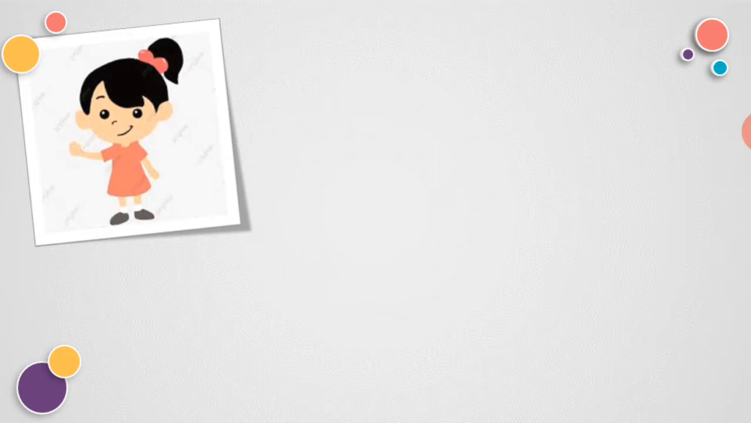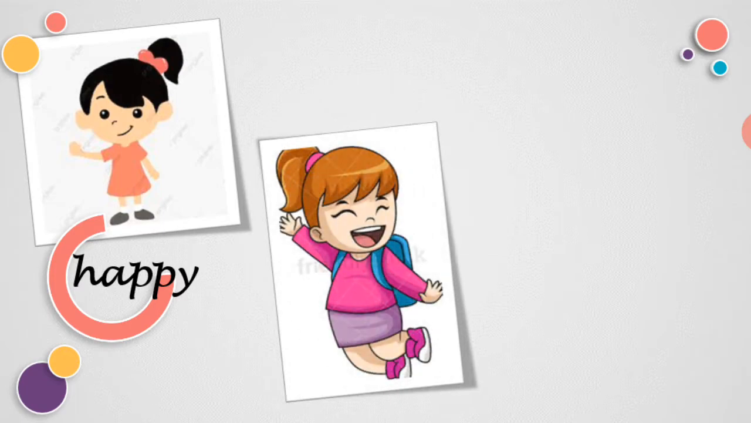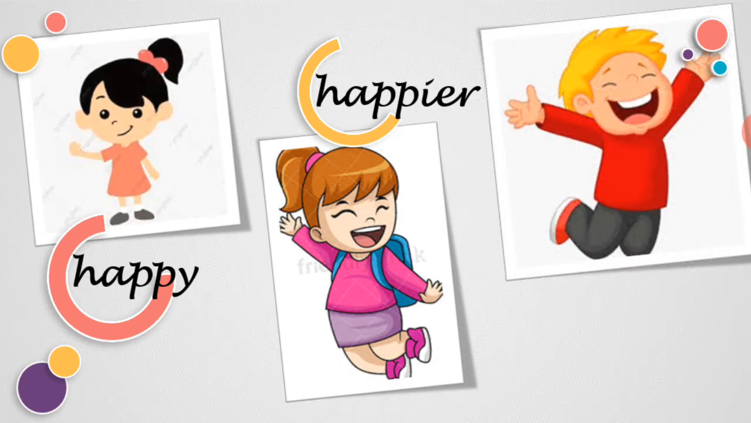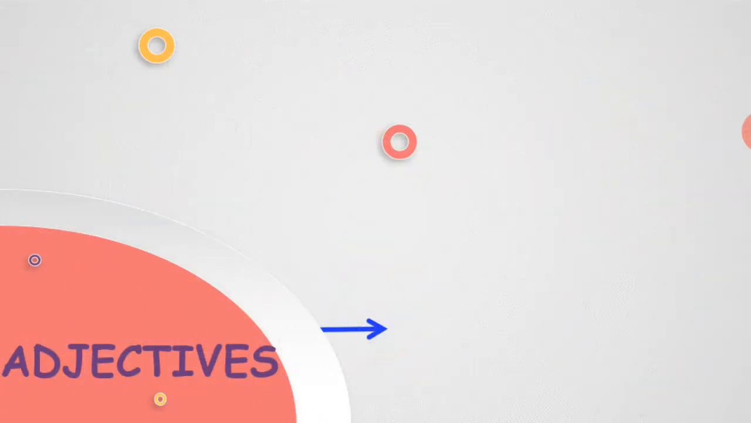Next, there's a happy child. Happy is a word describing her. The second girl appears to be happier than the first one. Whereas the third child appears to be the happiest. So here we got happy, happier, happiest.